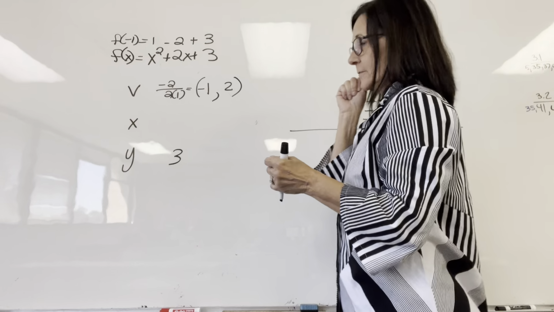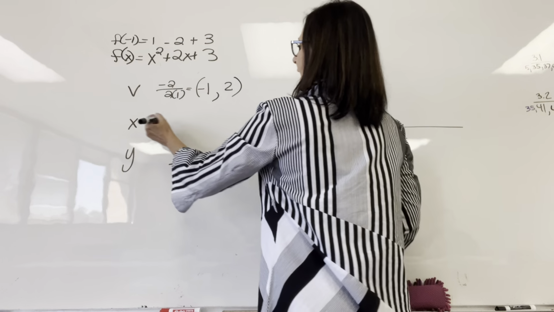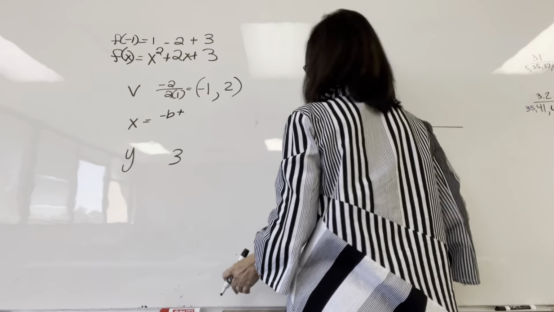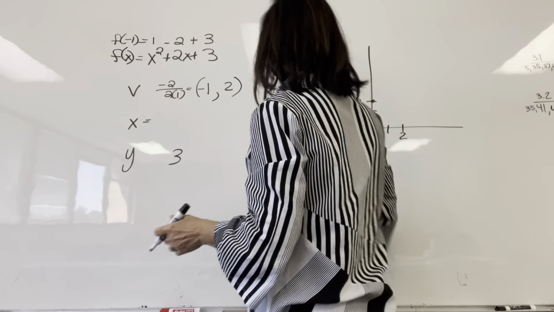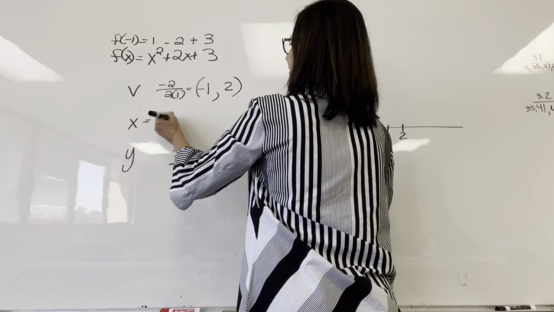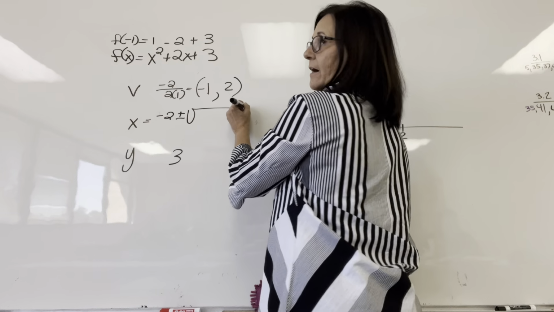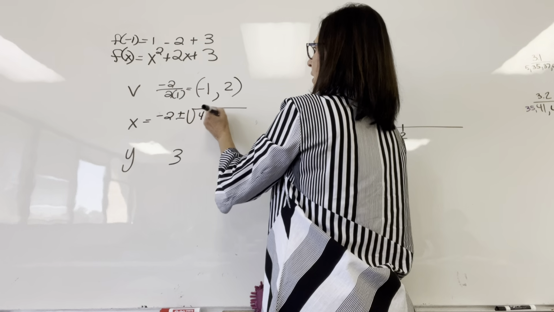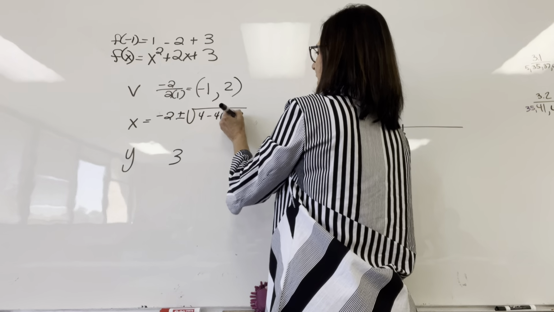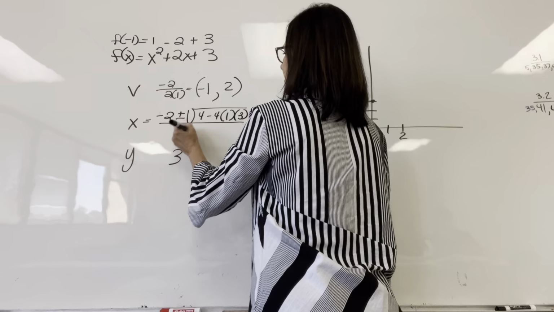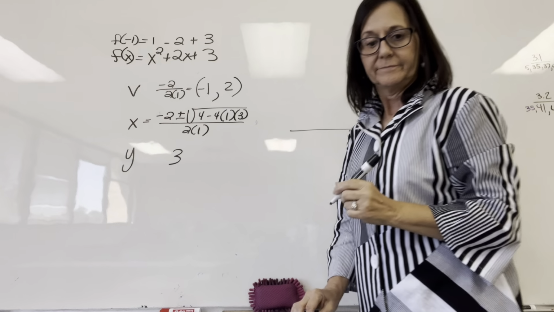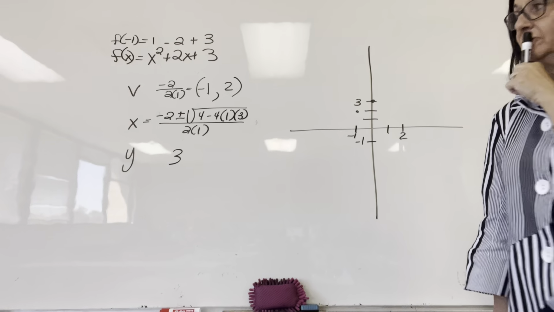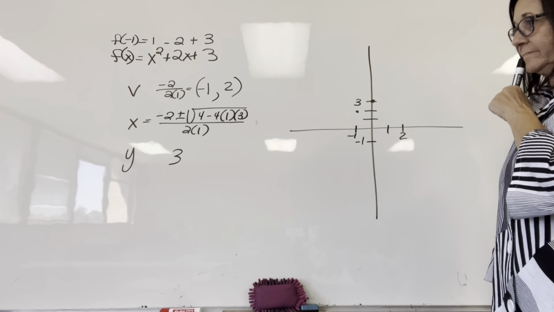All right, quadratic. x equals the opposite of b. Let's write the numbers. Negative 2 plus or minus the square root of 2 squared, which is 4, minus 4 times a times c, all over 2a. Are we going to have x-intercepts? Wait.